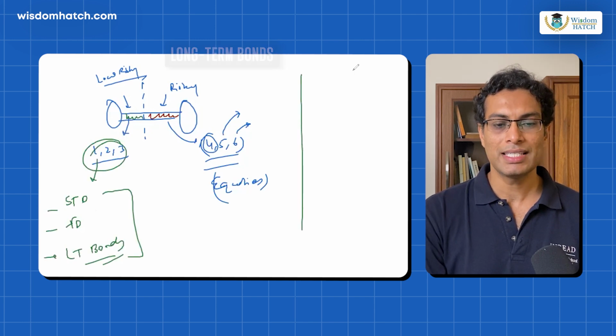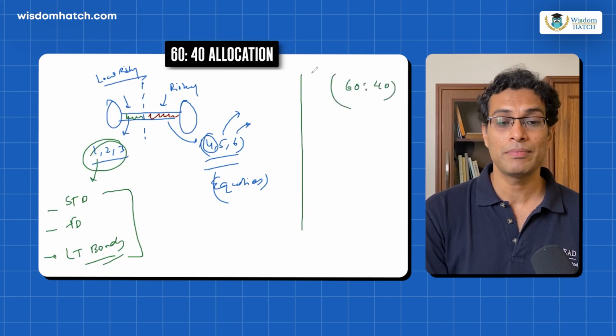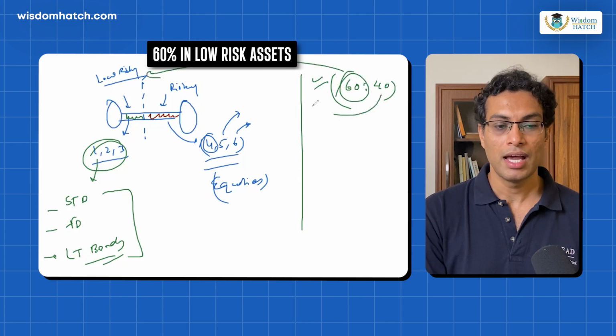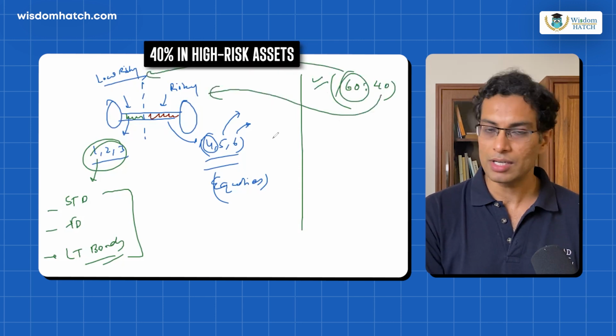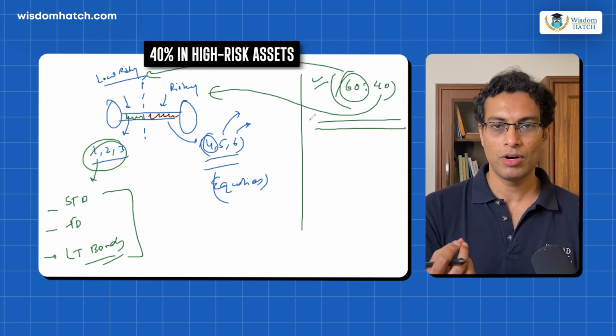Now people typically say that you need to have a 60-40 allocation. And this is a proposed allocation that 60% of your money should go to low risk and 40% should go to slightly more risky assets. Now this really depends on the type of market where you are investing.